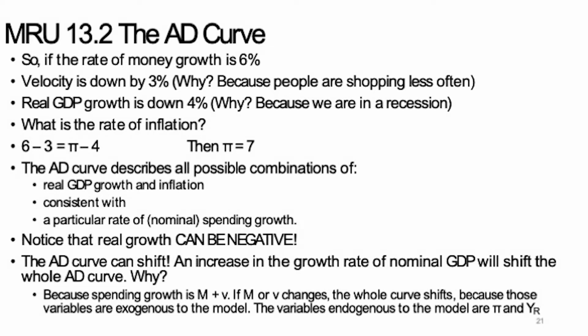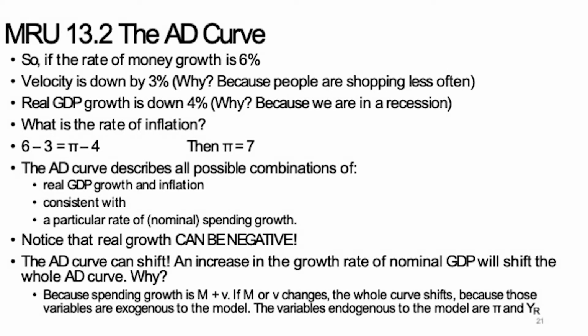So we find out what is the rate of inflation. We can say 6 minus 3 equals pi minus 4. What's pi then? Pi being inflation would be 7. So in this story, we're being told that velocity is down by 3%. That -3 means velocity has slowed down. People are shopping less often.